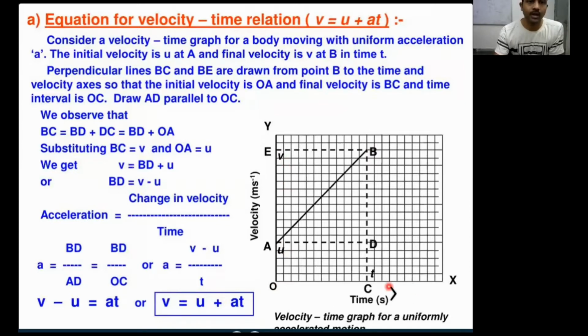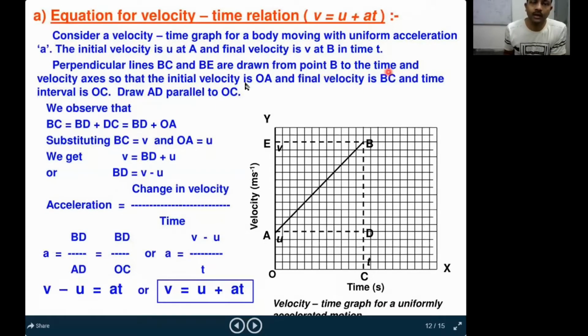So in this case, here we are drawing perpendicular lines, A to D and B to E. Also here we have one line, BC. Perpendicular lines BC and BE are drawn from the point B to the time and velocity axis. So we are plotting perpendicular lines from B to C and B to E, B to the time axis and B to the velocity axis.